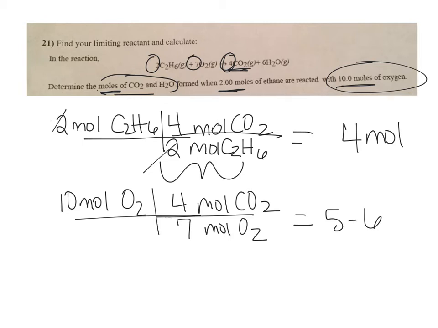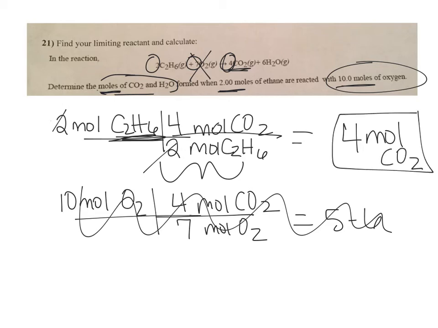So which one of these is in excess? That would be oxygen. So we're going to chop out oxygen, and the only one that matters is going to be ethane, because this is the one that's going to run out first. So this is going to determine how much of your products are made. So we've already figured out 4 moles of CO2.